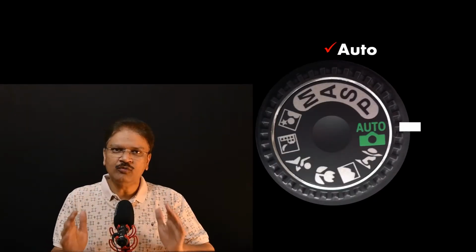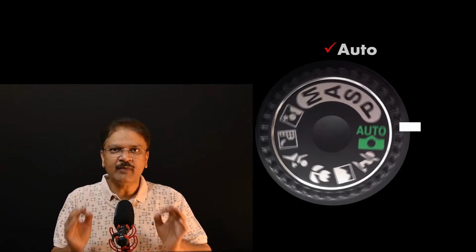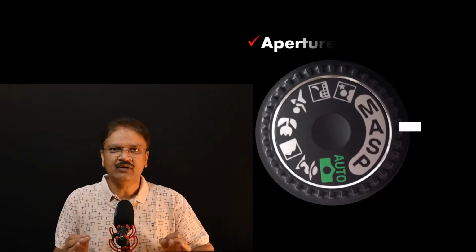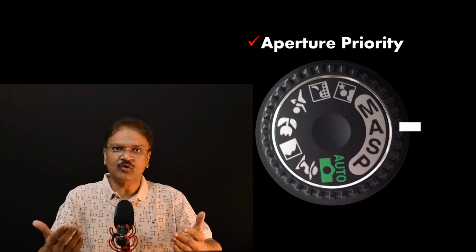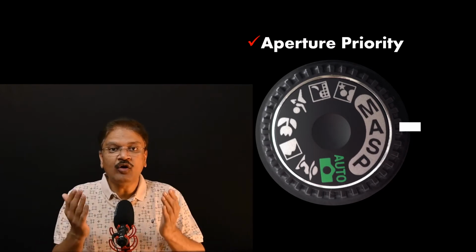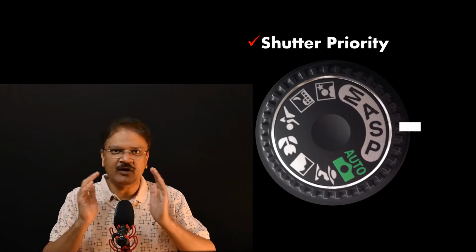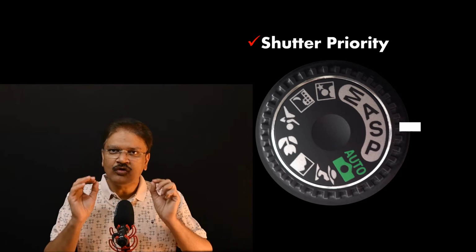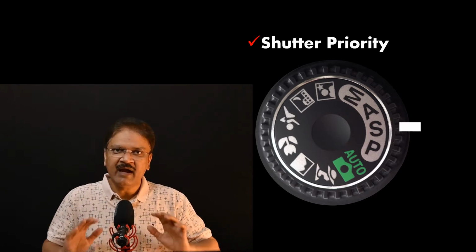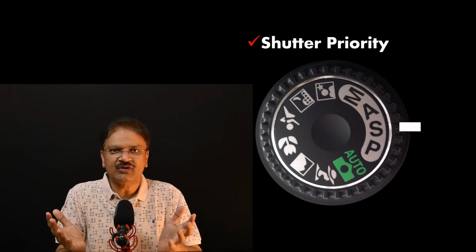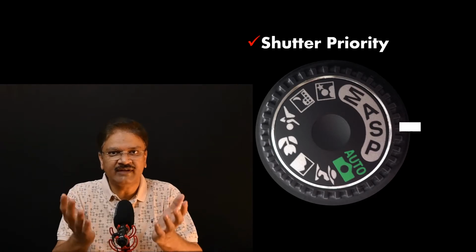When you shoot in auto mode, the camera will decide all three parameters, that is aperture, shutter speed and ISO. But when you shoot with a semi-automatic mode like aperture priority mode, then the camera decides the reciprocal shutter speed depending on what aperture and ISO you have set. Another semi-automatic mode is shutter priority. In this, the photographer decides the shutter speed and the camera decides the reciprocal aperture depending on what ISO you have set.